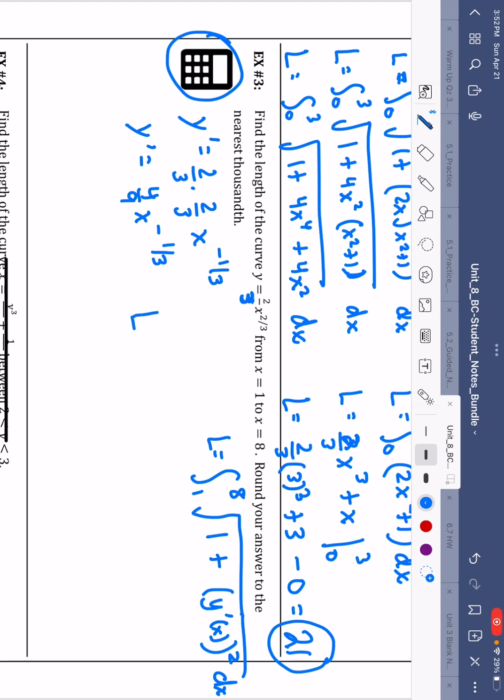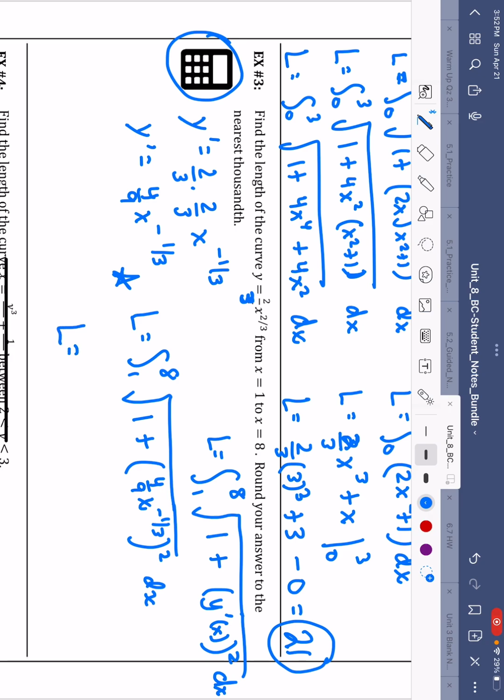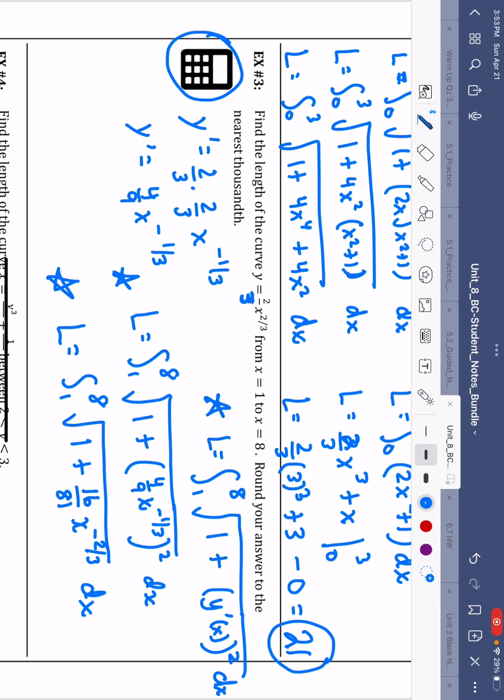And then if we did it this way, we would say L is equal to the integral from 1 to 8 of the square root of 1 plus, and then this would be 4/9 x to the negative 1/3 squared, all underneath that root dx. Now, this is the one that I put into my calculator. I'm going to show you on Desmos. But you could have also gone one more step. You could have squared the 4, squared the 9, squared the x to the negative 1/3, which would give you x to the negative 2/3. And you could have put this in. So either one of these, or you could have done it this way, okay? But I ended up putting this one in, and I'll show you right now where that is on my Desmos.